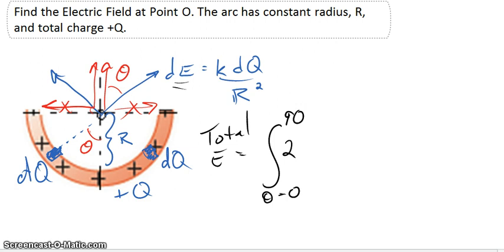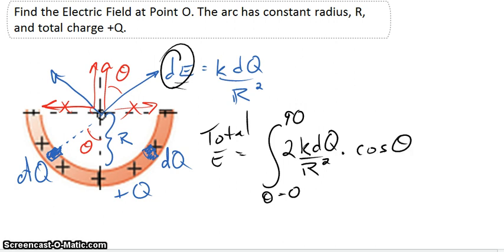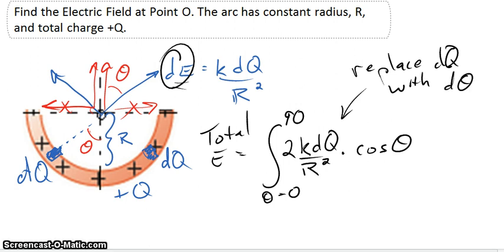We're going to take 2 times dE, which is k dq over r squared. Right? That's the dE right there. And then we multiply it by the cosine of theta so that we get that upward component. So we're all set. This is looking pretty good. The problem right here, though, is we got to do this. We must replace dq with d theta. Because our variable is theta, our limits of integration are theta, that means the little d quantity has to also be theta. Okay, how can we do this?